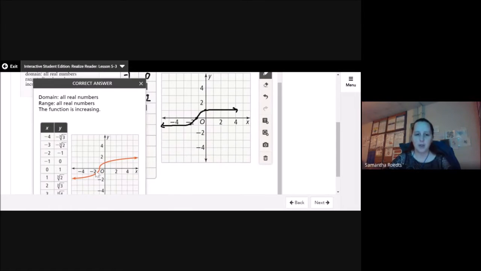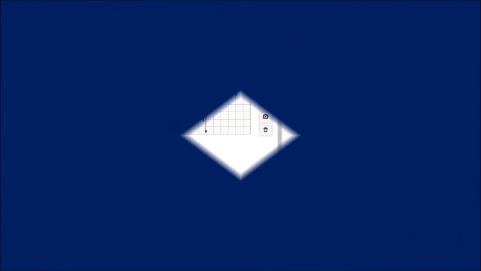It has that motion. It goes through those 3 points, and then it just kind of keeps going.